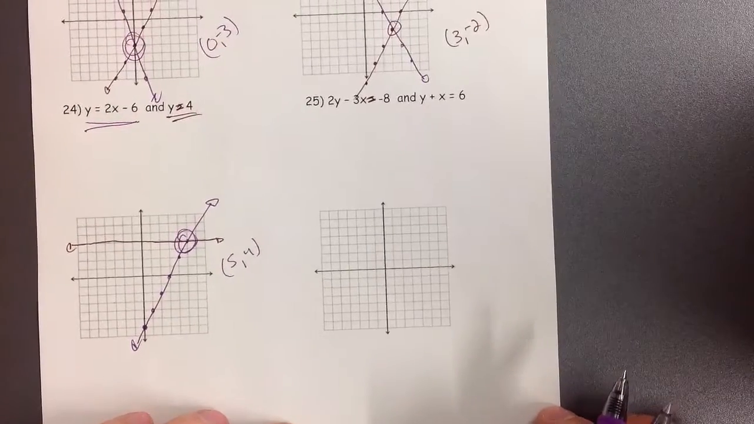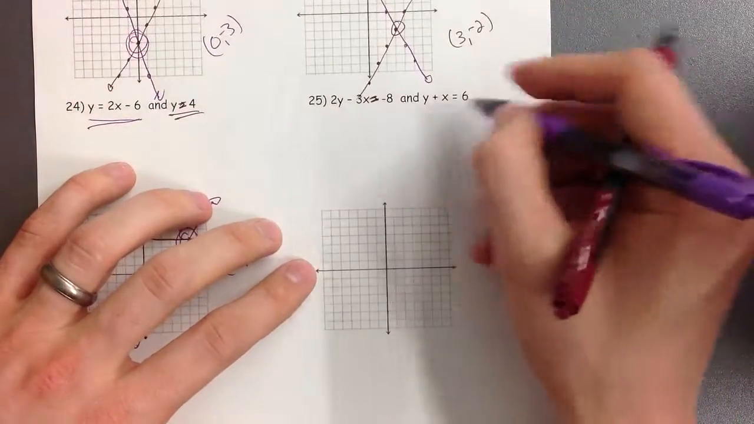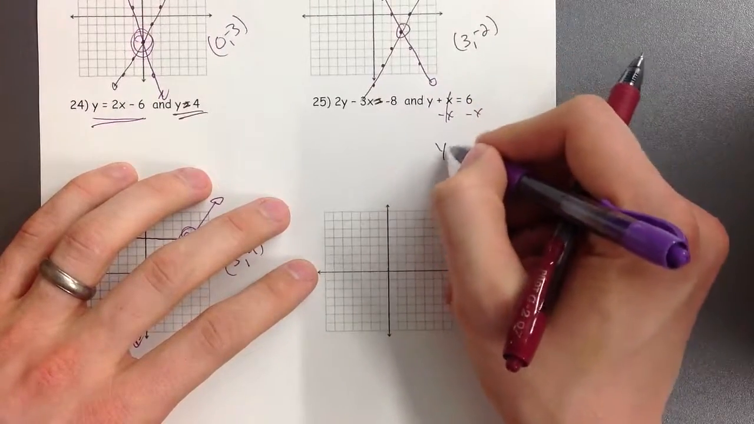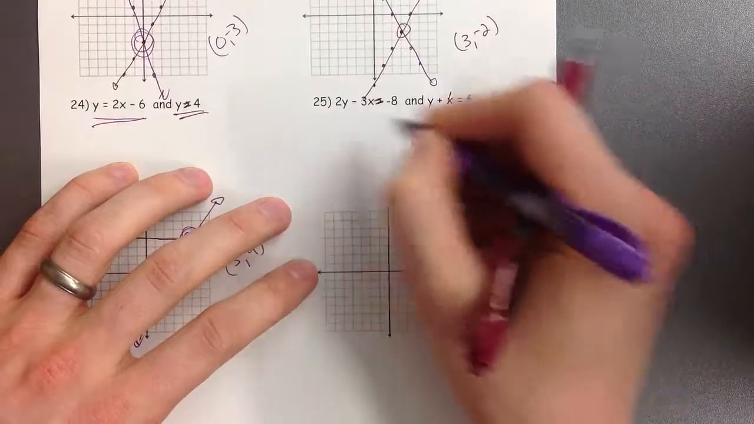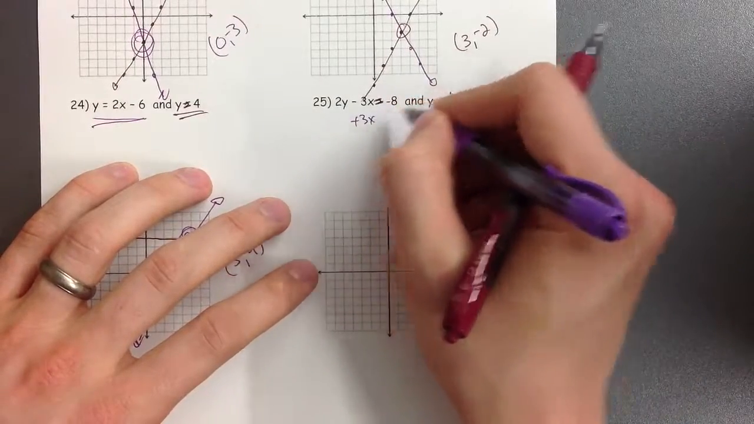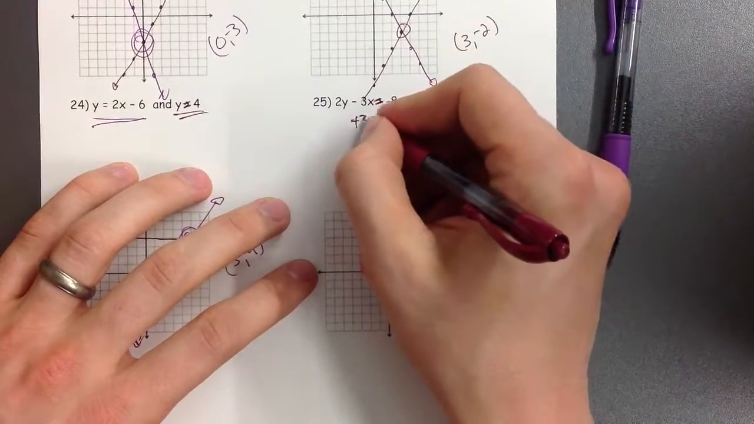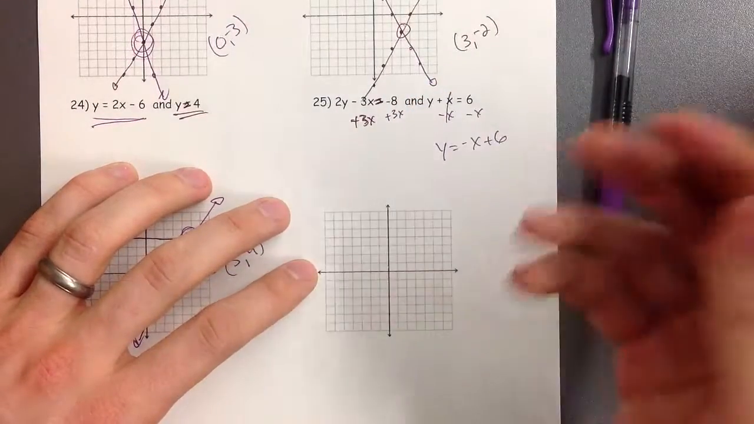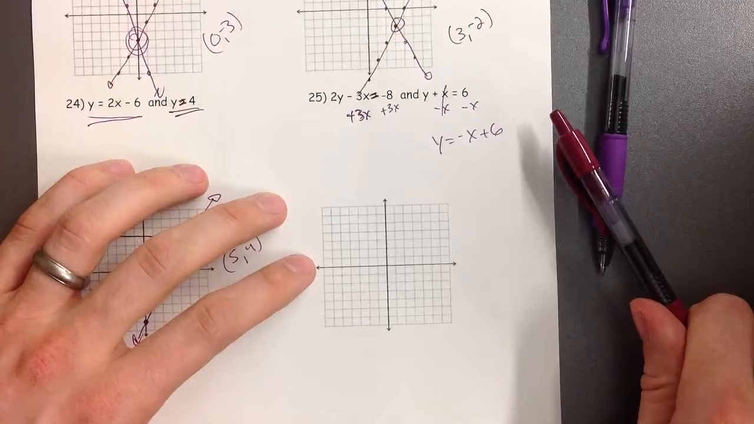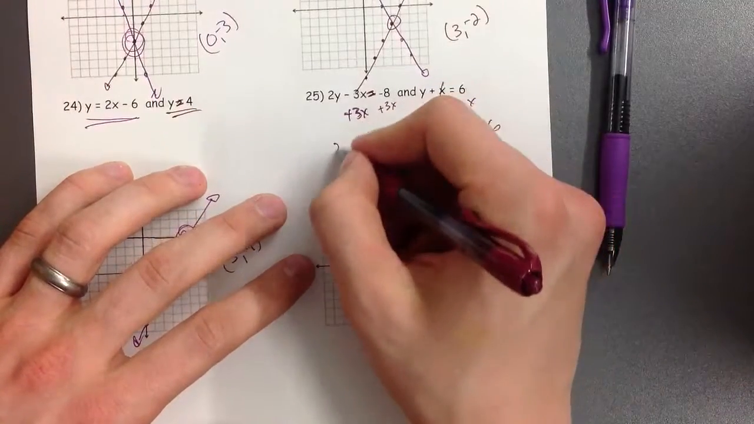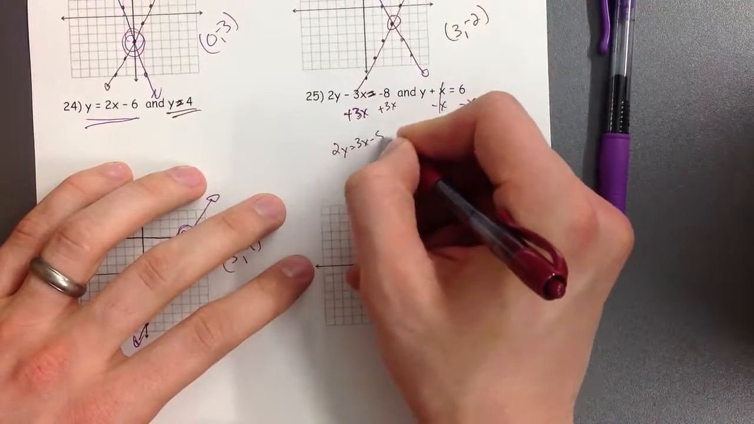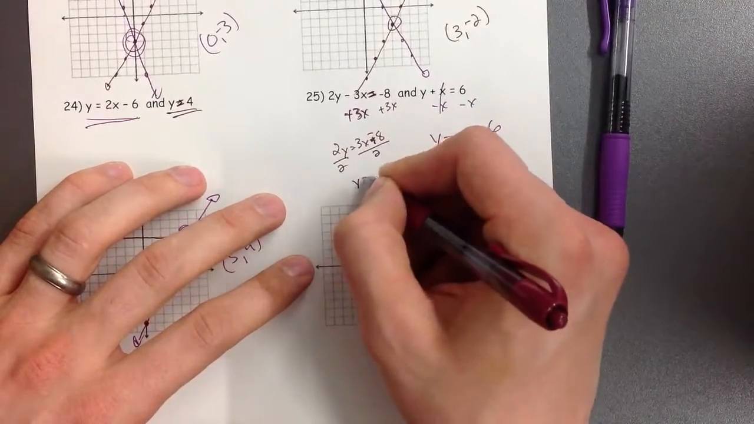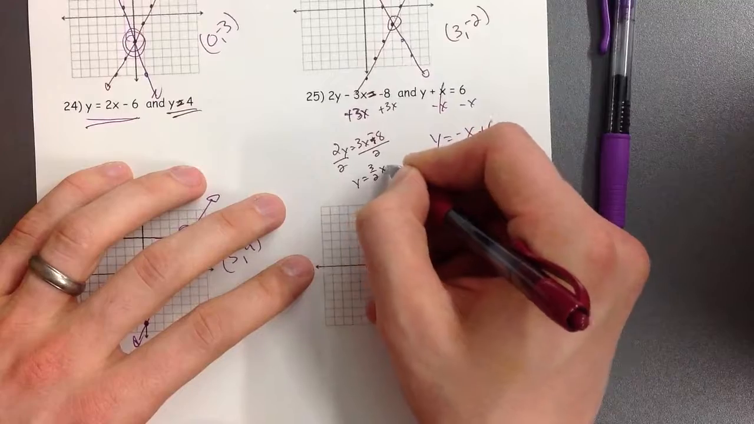Number 25. Got to solve both of these. I'll solve the one on the right first. I'm going to subtract x from both sides to isolate my y. Add the 3x. Oh, other color. Add the 3x. Really not a different color, is it? Very similar. One's maroon, one's kind of lightish purple, if you can see that. But anyway, moving along. 2y is equal to 3x minus 8. Divide both sides by 2. And I will get y is equal to 3 over 2x minus 4.